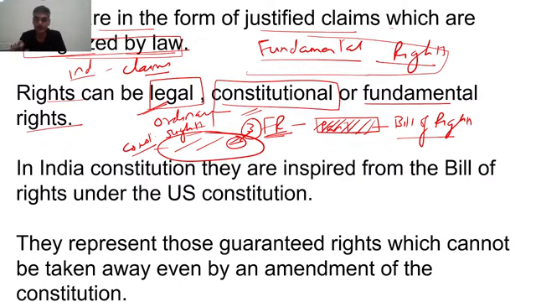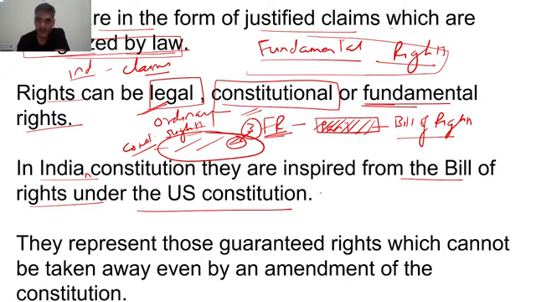Now, it's a different matter that our judiciary has interpreted rights in a different way, and the right to property has been removed from them. But the original purpose was to make them guaranteed, so that upcoming majorities or upcoming governments cannot take them away from the citizens. Then in the Indian Constitution, they are inspired by the Bill of Rights under the US Constitution.